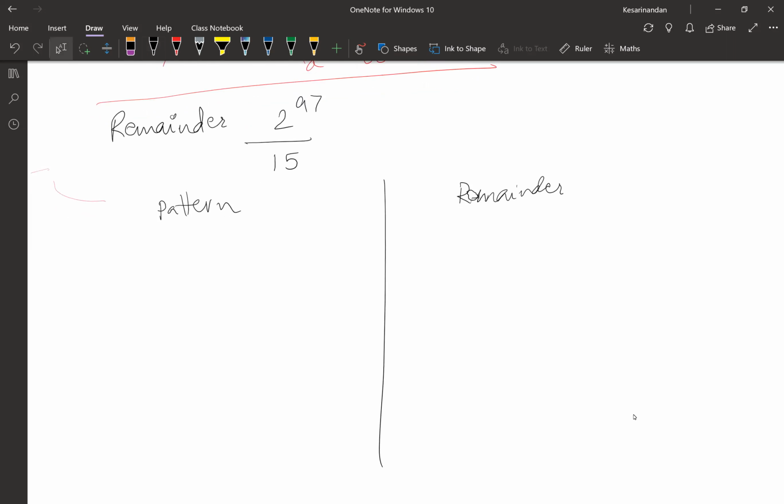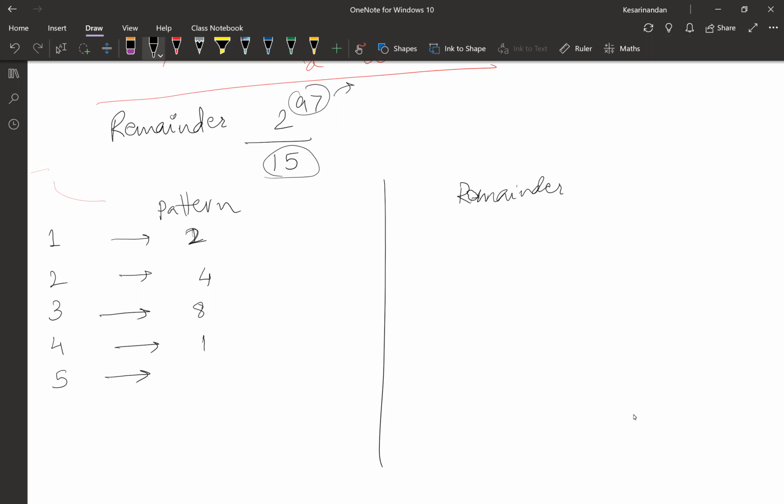So let's take this number as x. So when x is 1, what is the remainder when divided by 15? Sorry, when x is 1, remainder would be 2, my bad. When x is 2, the remainder would be 4. When x is 3, I mean power is 3, what will be the remainder? 8. When it's 4, 16, remainder 1. 16 divided by 15, remainder would be 1, right? Okay, fine. Now, when the power is 5, what would be the remainder?